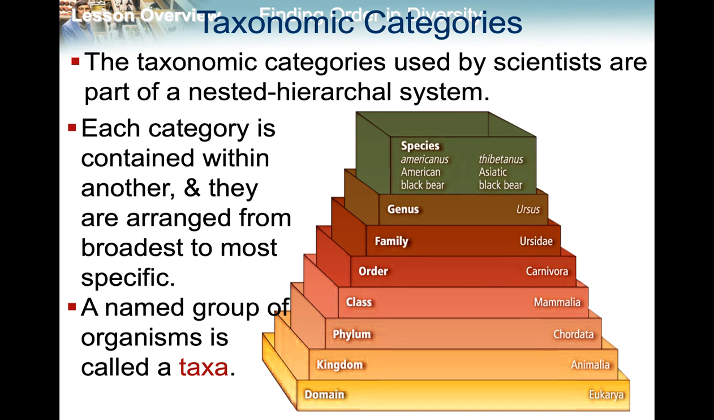Your taxonomical classifications used by our scientists are a part of that nesting system, where you think of like your Russian nesting dolls, where you open that little wooden doll, and then inside is a smaller one and a smaller one till you get down to the teeniest, tiniest. That's what this is. We start at a very broad classification level, which is our domain, and we go down into a very specific one. Each of these groups is called a taxa.